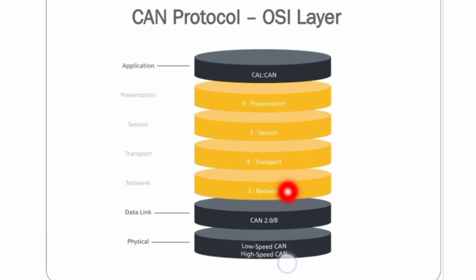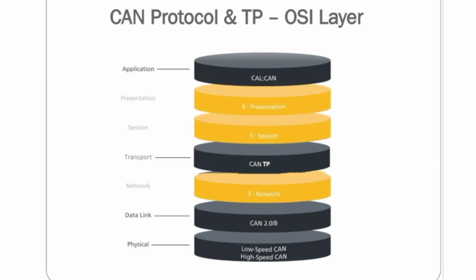So CAN is for the physical layer, and CAN 2.0 is the data link layer, and again CalCAN, the calibration CAN, is an application layer. And coming to the TP, the transfer protocol is in the fourth layer, that is the transfer layer. So this has been given in the last video itself.